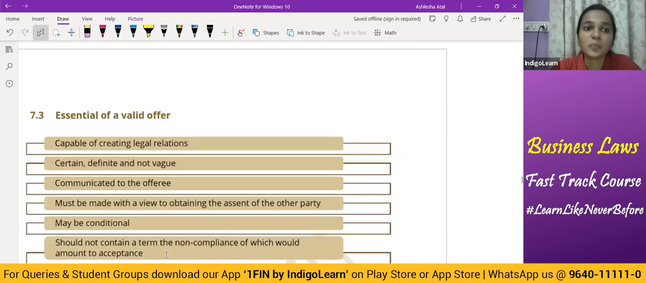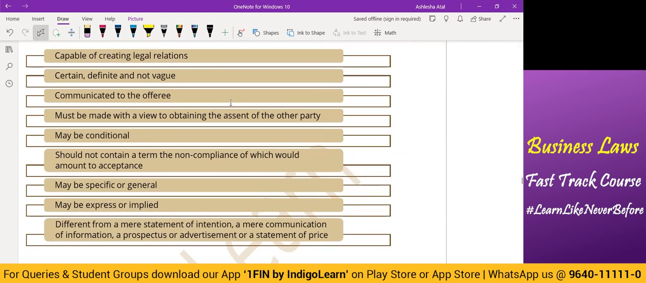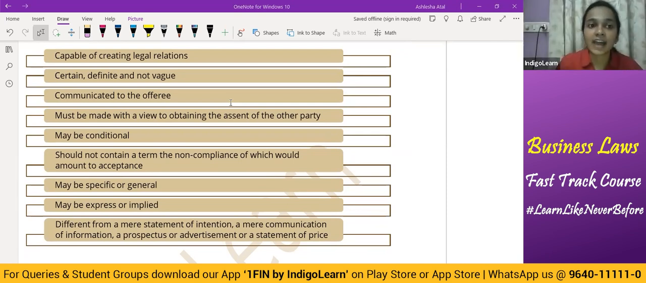Okay, moving on to the essential elements of a valid offer. Like we have seen the essential elements of a valid contract, similarly, there are certain essential elements of a valid offer as well. So for an offer to be a valid offer, there have to be certain essential elements which have to be complied with. Now, the first essential element is that an offer should be capable of creating legal relations.